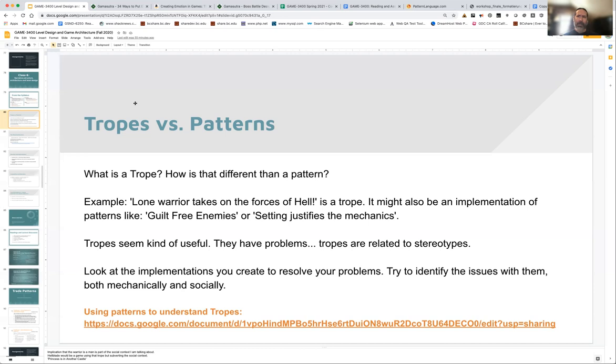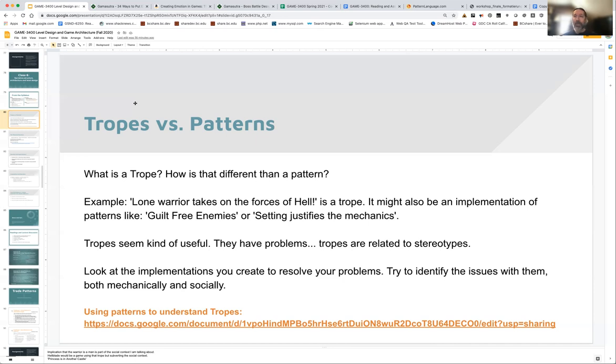That trope might be an implementation of different patterns. So something like guilt-free enemies: I'm killing demons so I don't have to feel bad about them. I'm killing zombies so I don't have to feel bad about them. Might be implemented, I'm killing robots, right? That particular pattern has a lot of different applications. Demons from hell could be one of them.